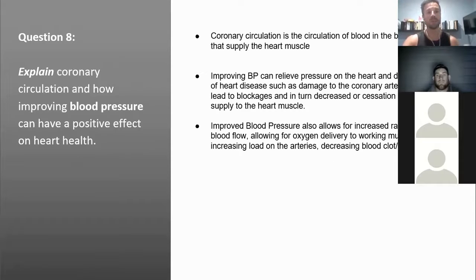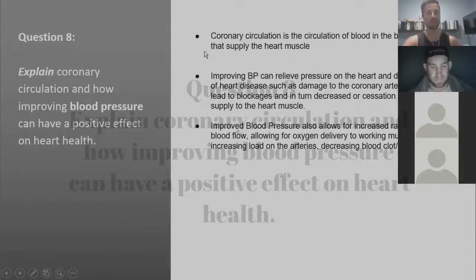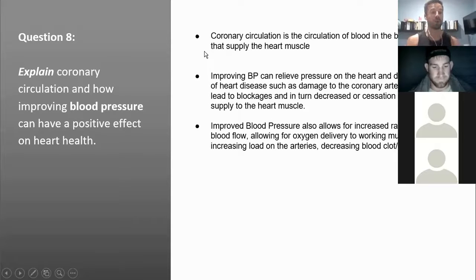Okay, second question. We're talking about coronary circulation. Explain coronary circulation and how improving blood pressure can have a positive effect on heart health. Okay, so this is important. The heart pumps blood to the whole body. We understand that. But we also need to understand that the heart itself is a muscle, right? It needs blood too. So we have arteries on top of our heart, and the heart pumps blood to those too. So that's coronary circulation. That's circulation of blood in the blood vessels that supply the heart muscle.